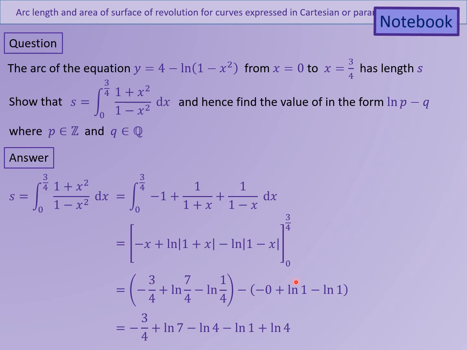course all this side here was equal to 0. So these two can cancel out, the two Ln 4's, and so what am I left with? Ln 7 minus Ln 1, which of course is 0. So I end up with my answer of Ln 7 minus 3/4.